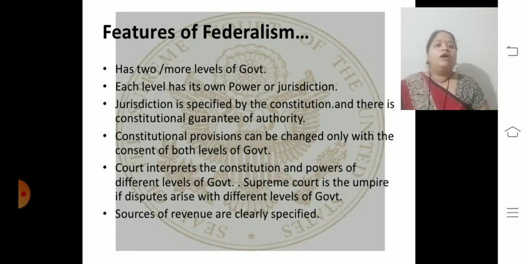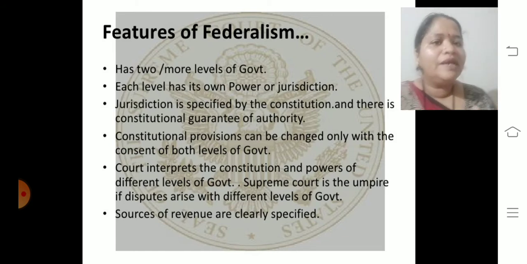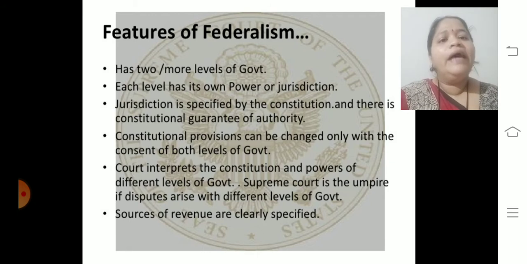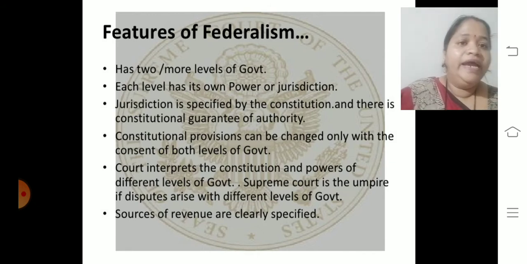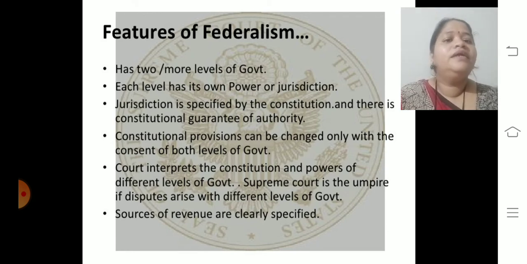Now we'll talk about the features of federalism. Hopefully with these features some points will be clear to you. What happens under federalism? It works according to levels of government. How many levels? It depends.